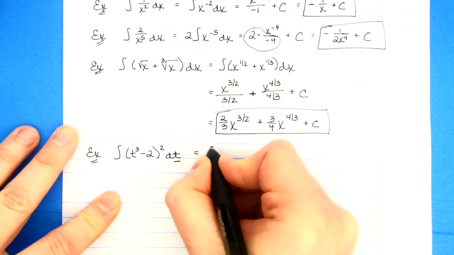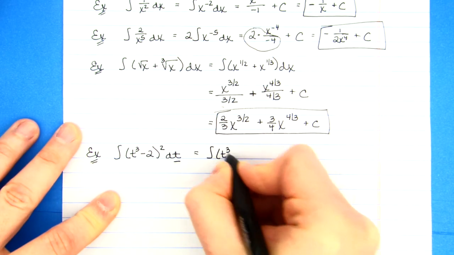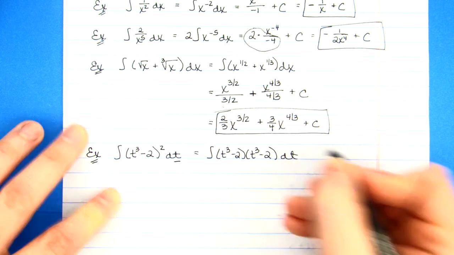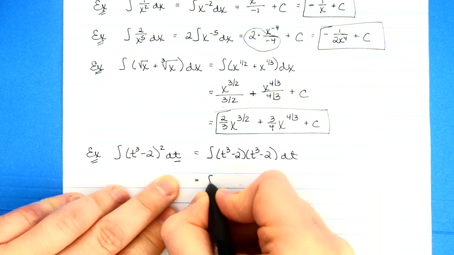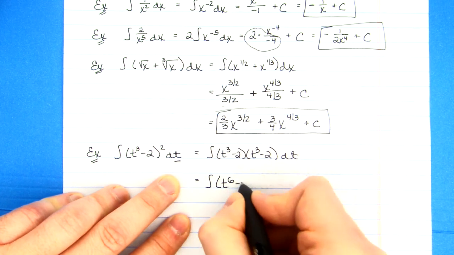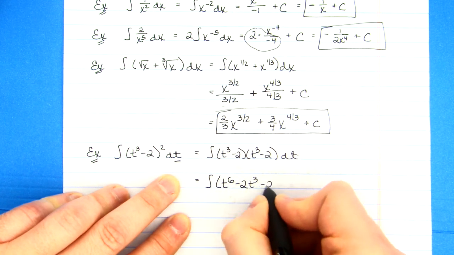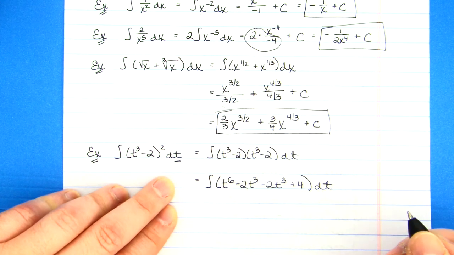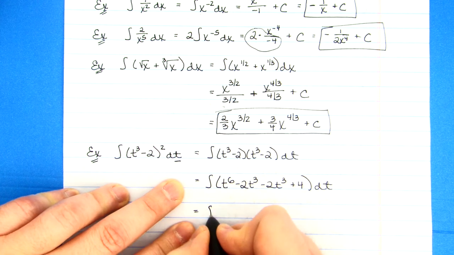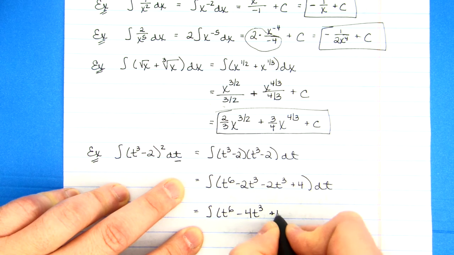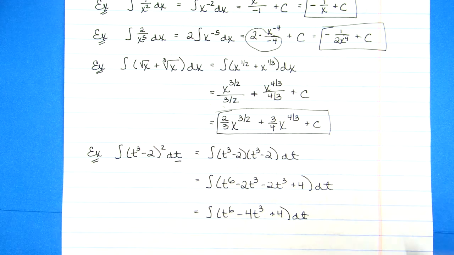Well, what we can do is we can write this thing out twice, and we can FOIL. I can turn this into the integral of, let's see, t cubed times t cubed is t to the 6th, minus 2t to the 3rd, minus another 2t to the 3rd, plus 4 dt. I'll combine like terms and make this the integral of t to the 6th minus 4t to the 3rd plus 4 dt. I think you can finish this off. Go do your integral now.